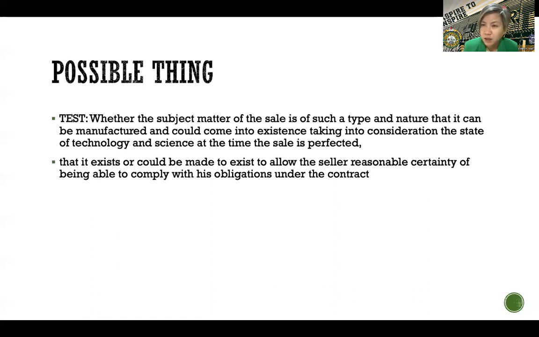So if it doesn't pass this test, guys, then it is considered that the sale is one of an impossible thing. So the contract will be void, therefore, under Article 1409, subparagraph 3. Okay, so that's how you determine whether 1409 subparagraph 3 is applicable when dealing with subject matter of a sale that is not yet in existence and in possession of the seller at the time of perfection.